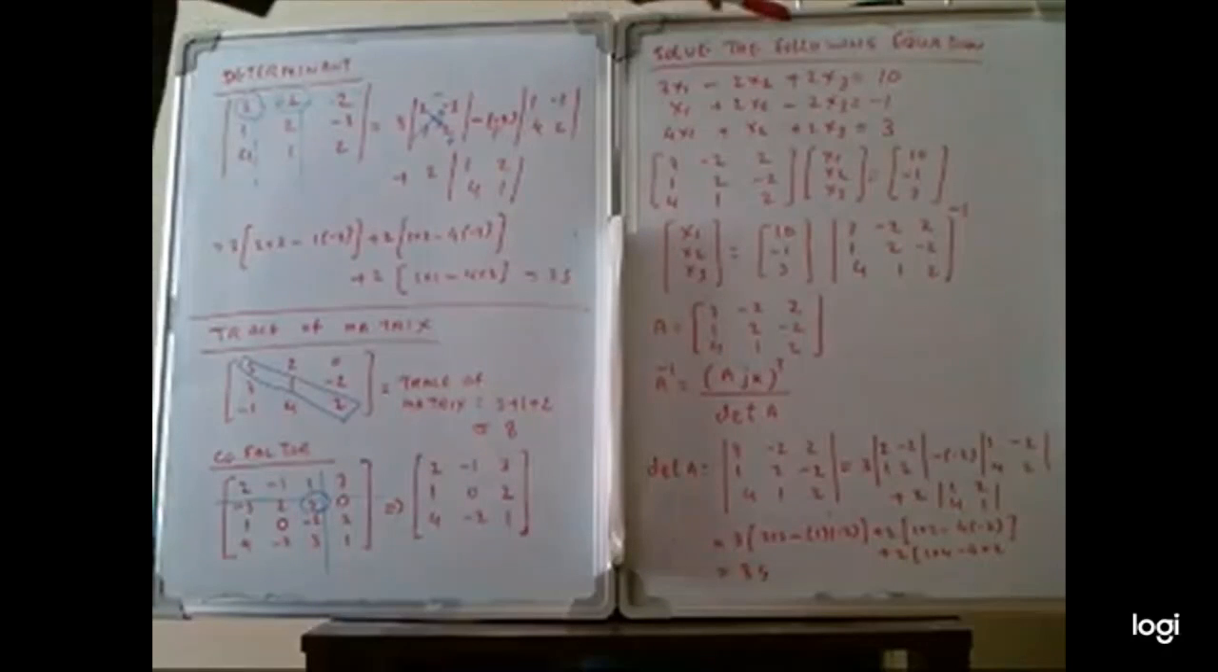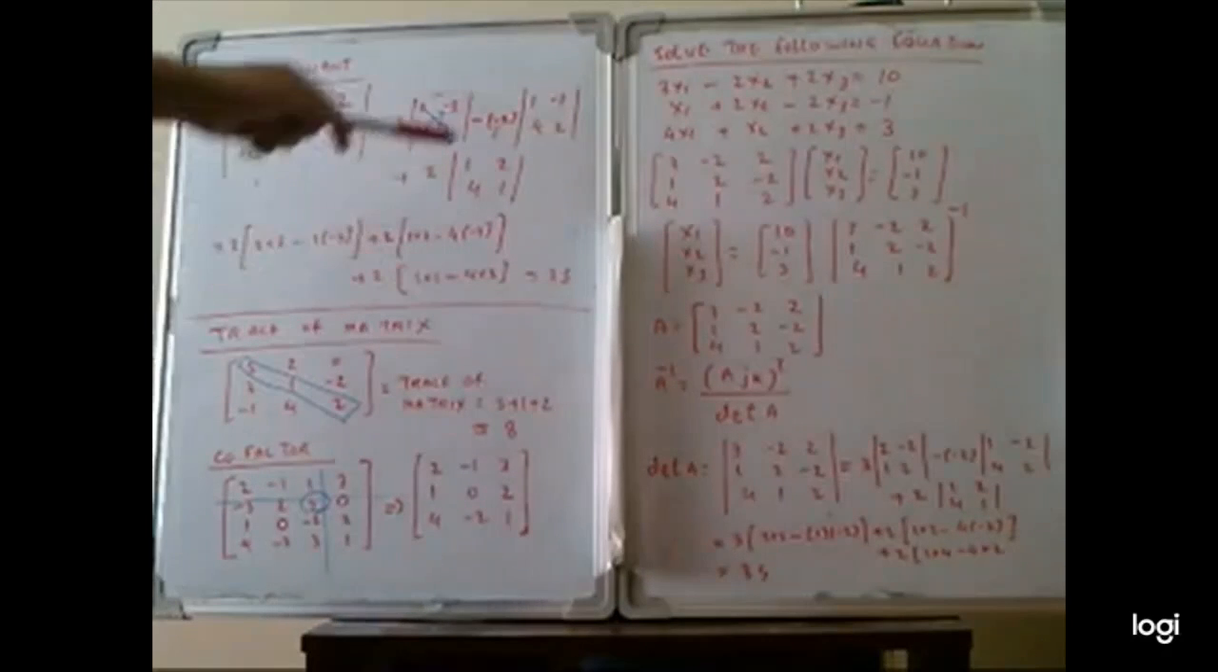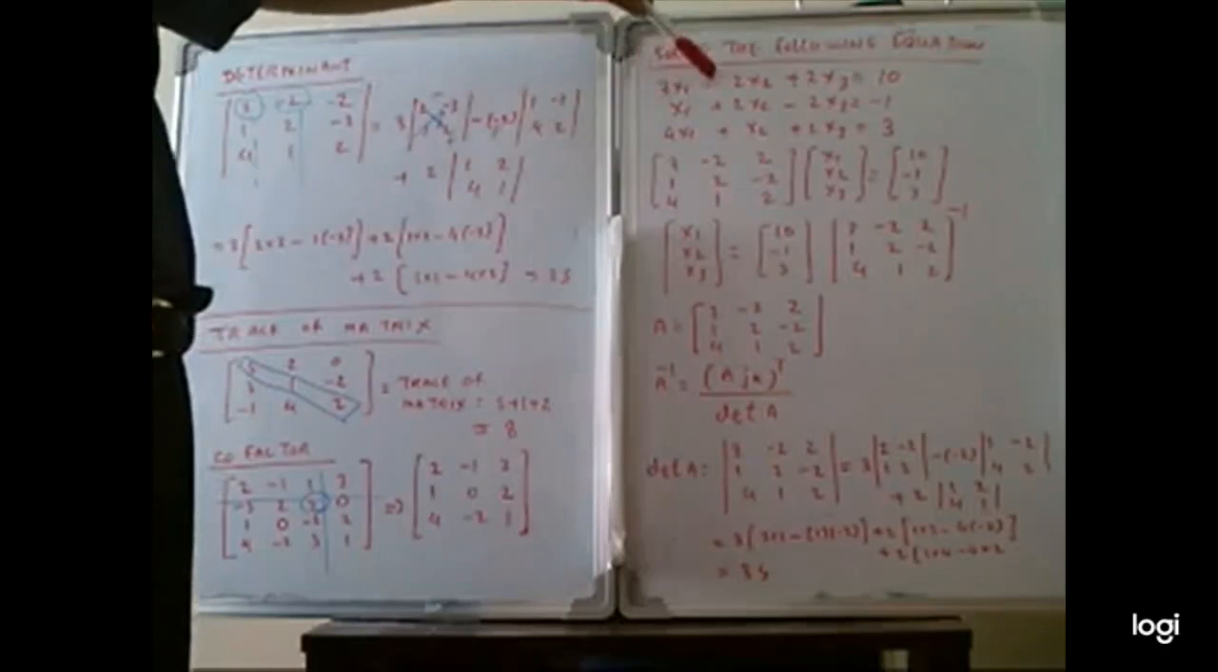Okay, so we want to solve the following equation by using the matrix method. The equations are given as 3h1 minus 2h2 plus 3.